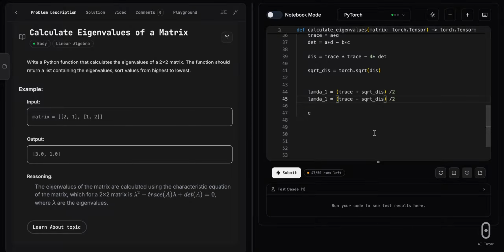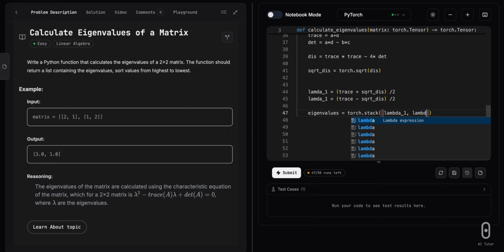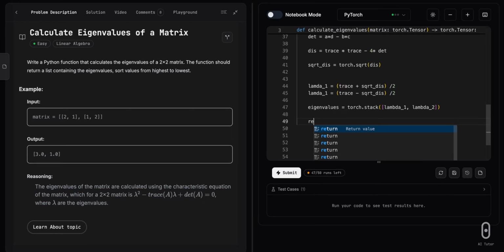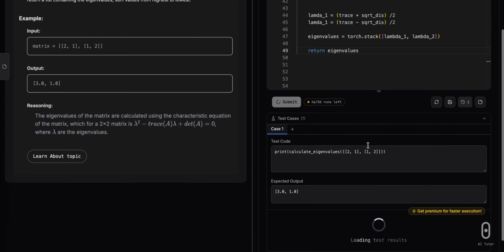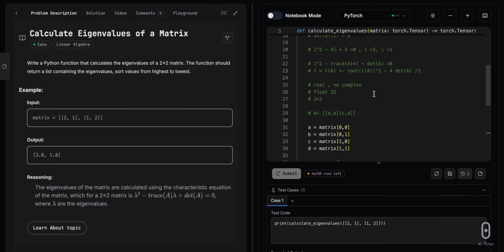And lambda 1 is always greater than or equal to lambda 2, because the square root is generally non-negative, right? It's always non-negative. So now eigenvalues equals torch dot stack, we can stack them together, lambda 1 and lambda 2, and we can return these eigenvalues. So let me submit this and check once again.